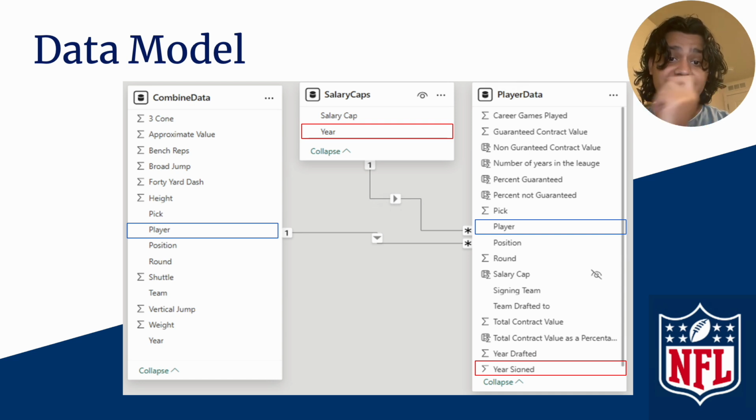And the player data table holds career stats, and contract details like guaranteed and non-guaranteed money, and what side of the ball they play on. So in this case, we're talking about offensive or defensive side. And finally, the salary caps table tracks the total salary cap for each year across the NFL. We connected these tables mainly through player names and years, which allowed us to link draft performance and athletic measures to career outcomes and salaries. This structure helped us explore not just salaries, but how performance at the combine might influence long-term earnings and career success.